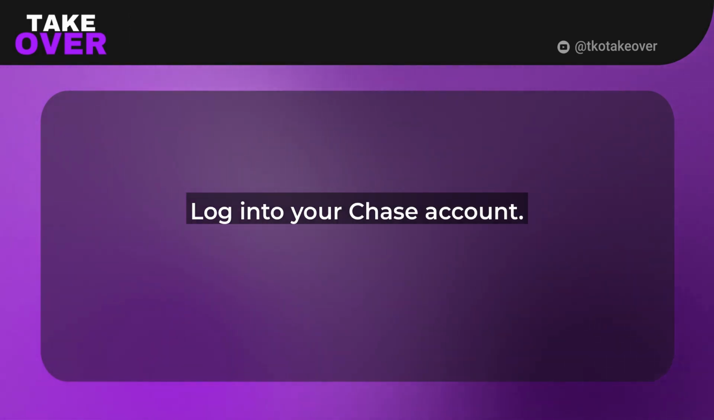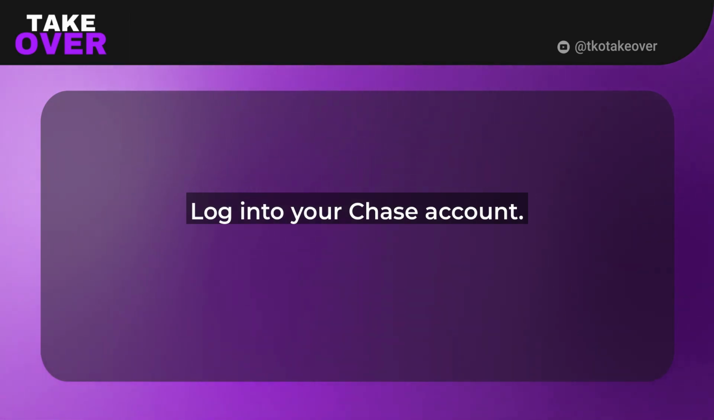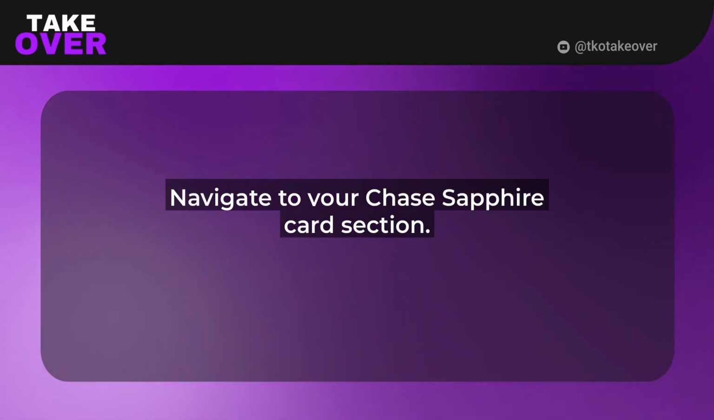Step 1. Log into your Chase account using your username and password. Once you're in, navigate to the Accounts or Credit Cards section. Look for your Chase Sapphire card. It should be listed there. Next, find the option that says something like Manage Card or Account Services. This is where the magic happens.